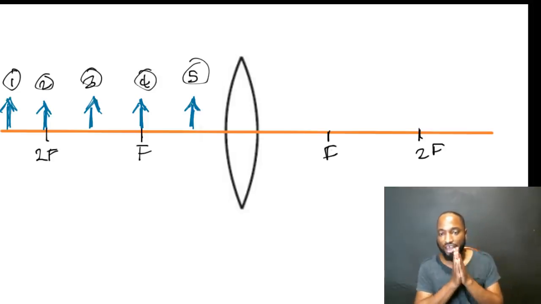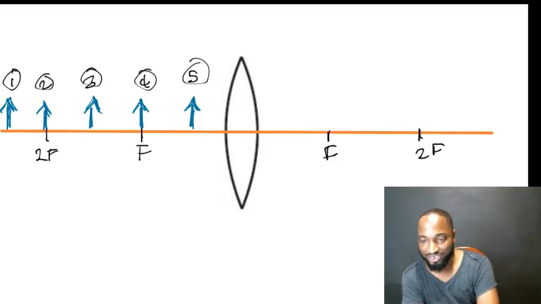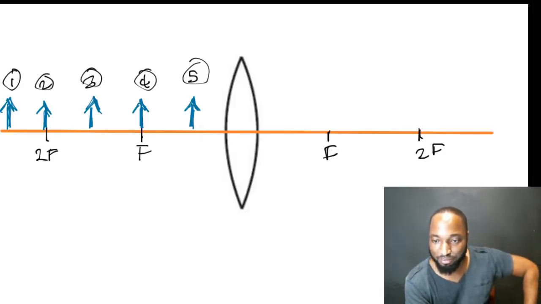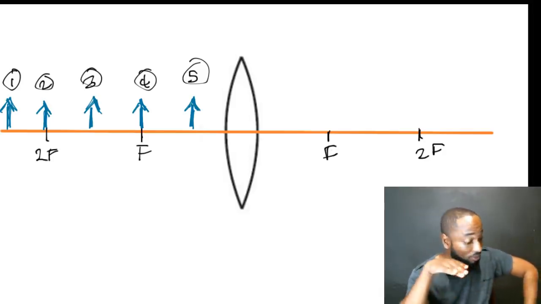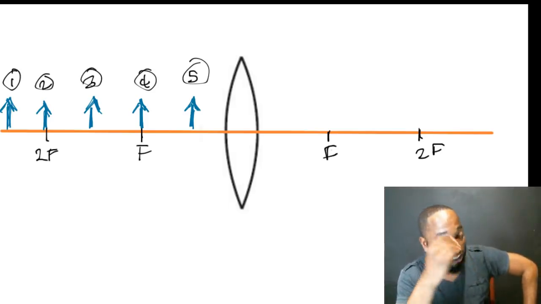Can you write down all of these solutions? Do you know how to explain? Virtual thing. But do you know how to explain what will happen? What kind of image we'll get from all of these situations?